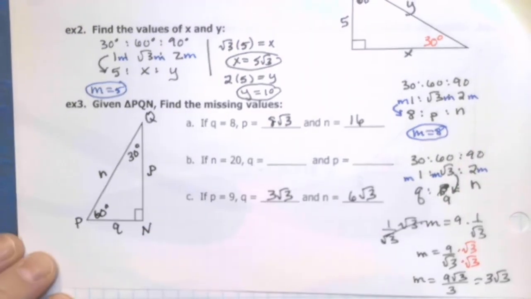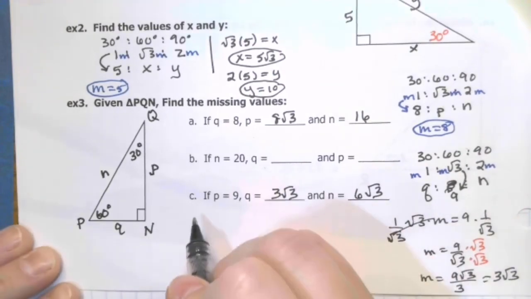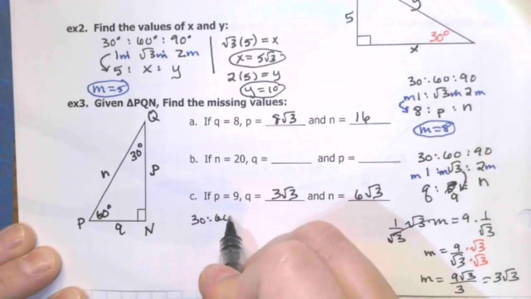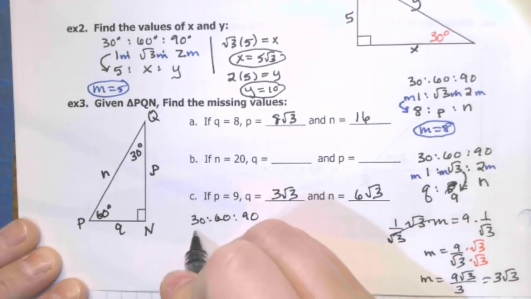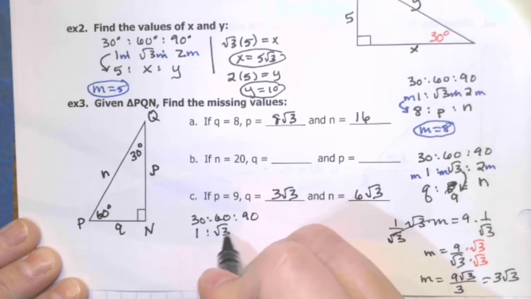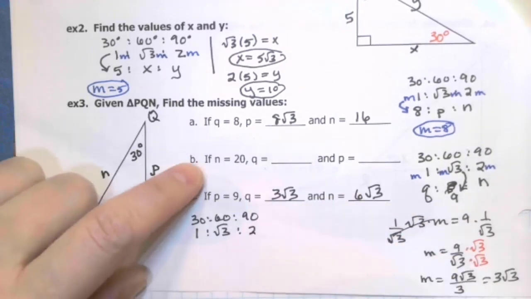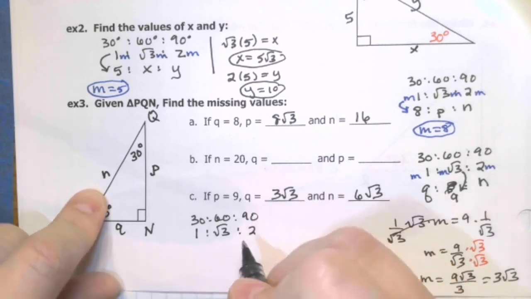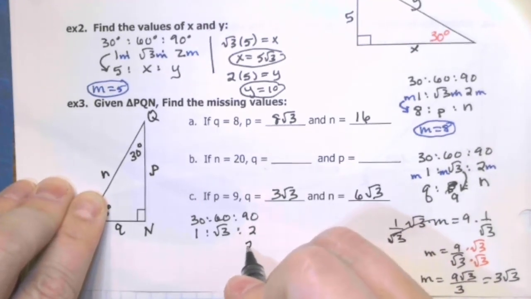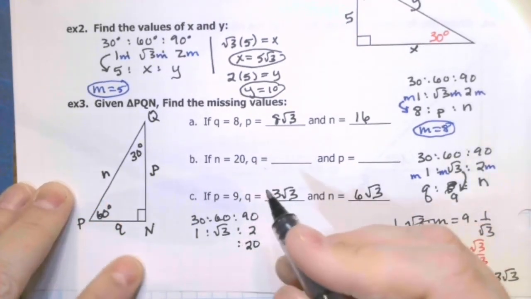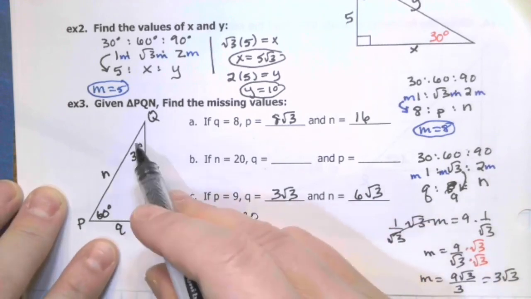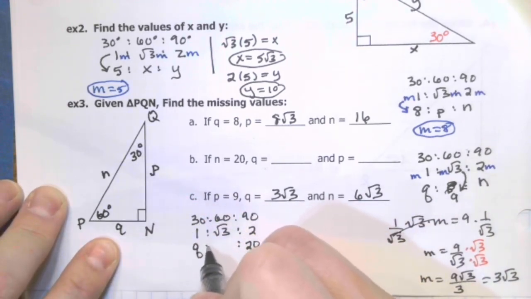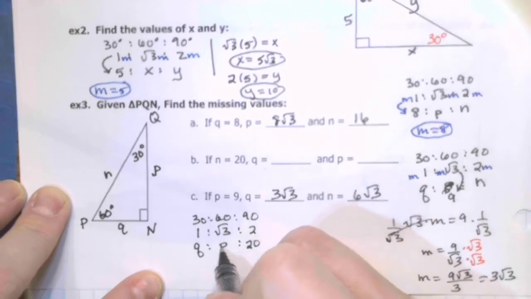All right, let's go back then and do B. Sorry about skipping. So we have a 30, 60, 90 triangle whose sides reduce to 1, radical 3, and 2. N is opposite the 90, so 20 goes here. And we're looking for Q and P. Q is across from the 30, P is across from the 60.